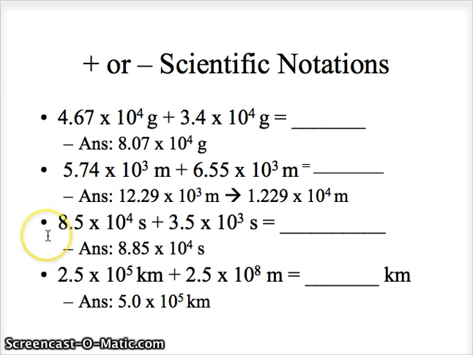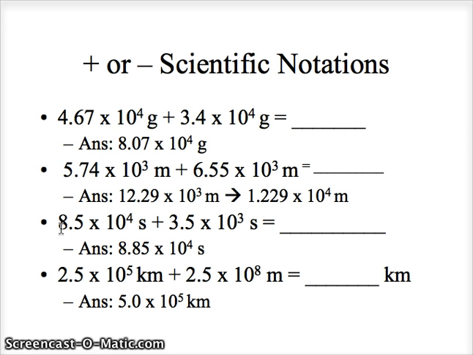And for the third bullet, we have 8.5 times 10 to the 4th seconds plus 3.5 times 10 to the 3rd seconds. Units the same, keep it the same, so we don't have to change anything. But because the exponents are not the same, we have to change one of the 2 terms to match each other. Since 8.5 times 10 to the 4th seconds is the larger of the 2, I generally keep that by itself and don't do anything to it, and just change the 3.5 times 10 to the 3rd to something times 10 to the 4th seconds.